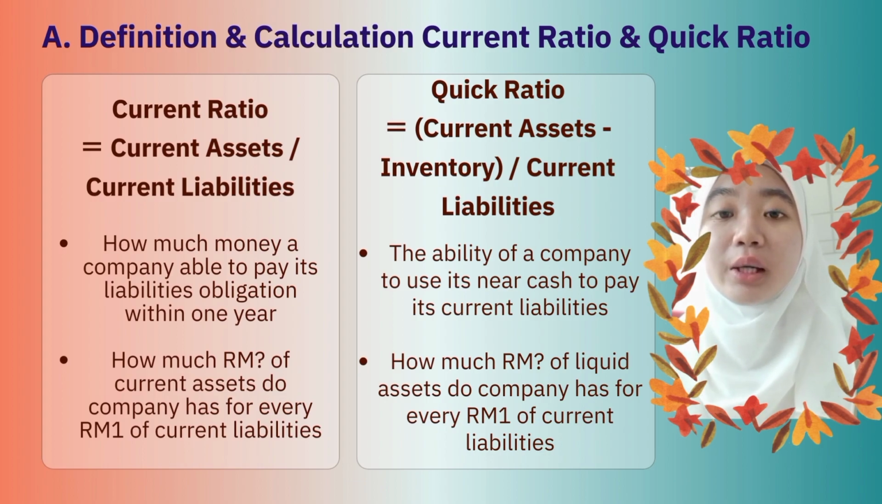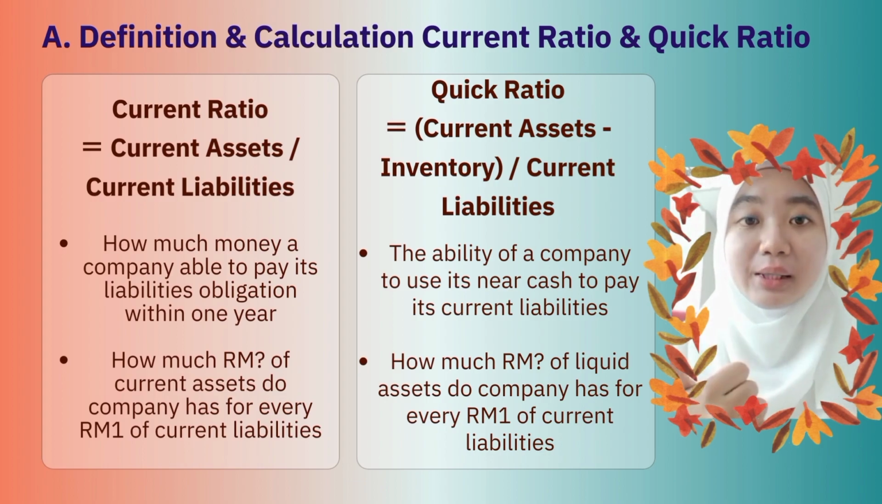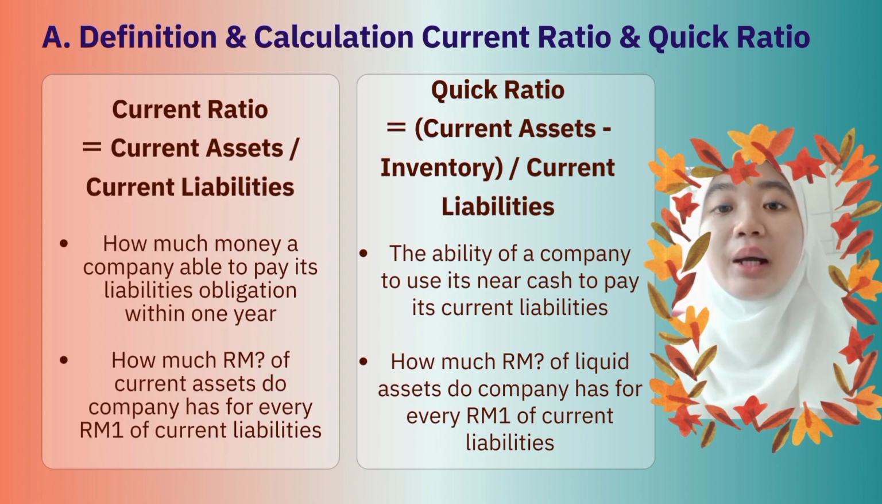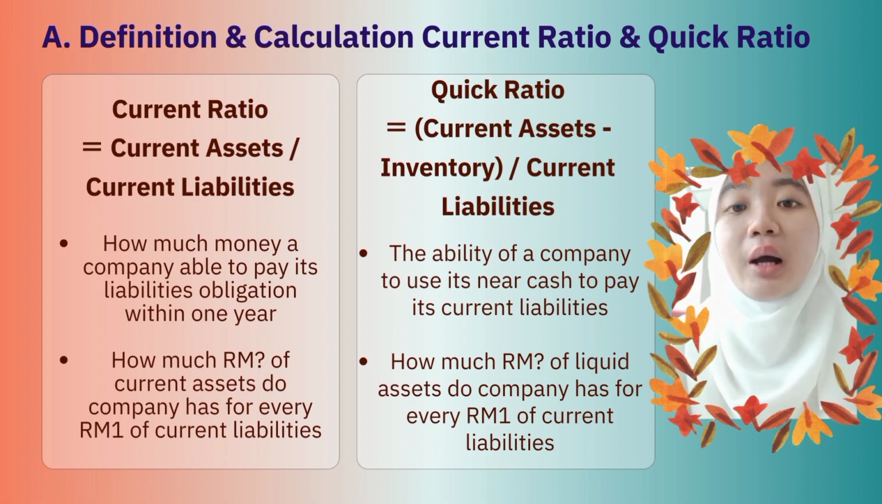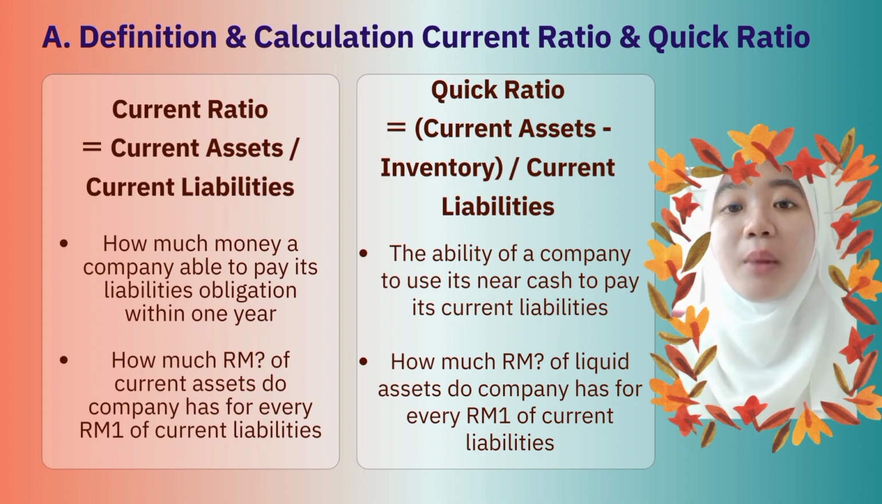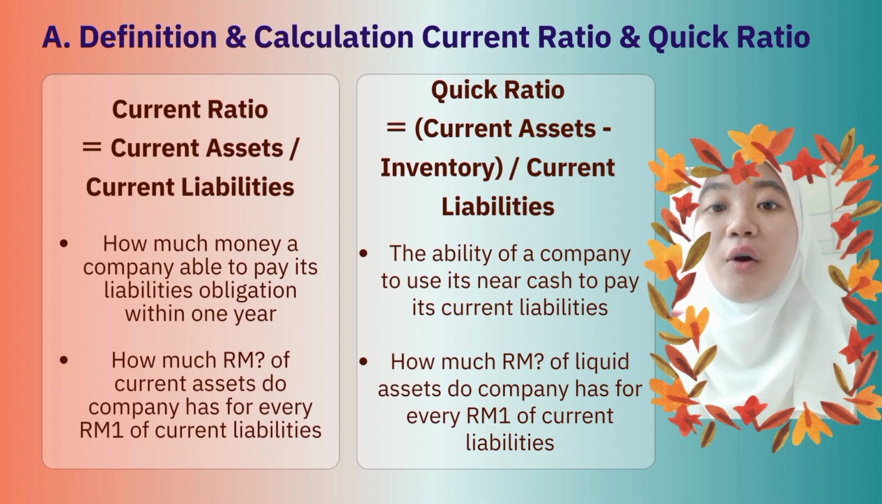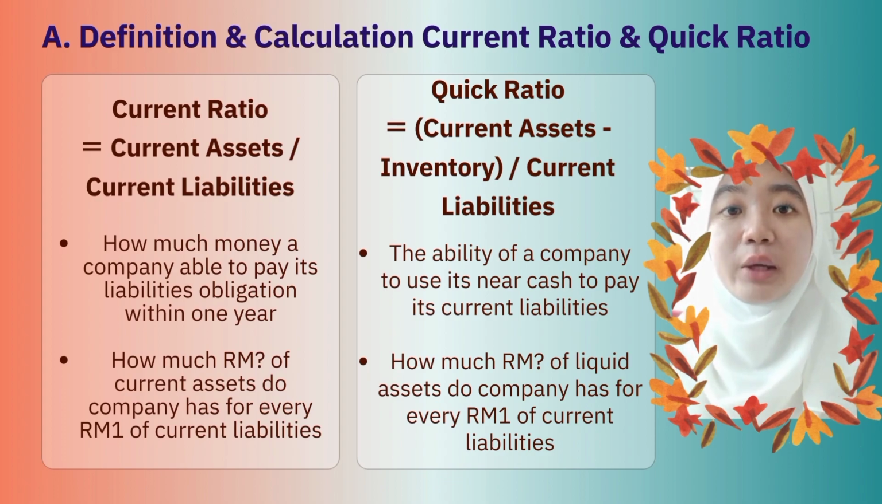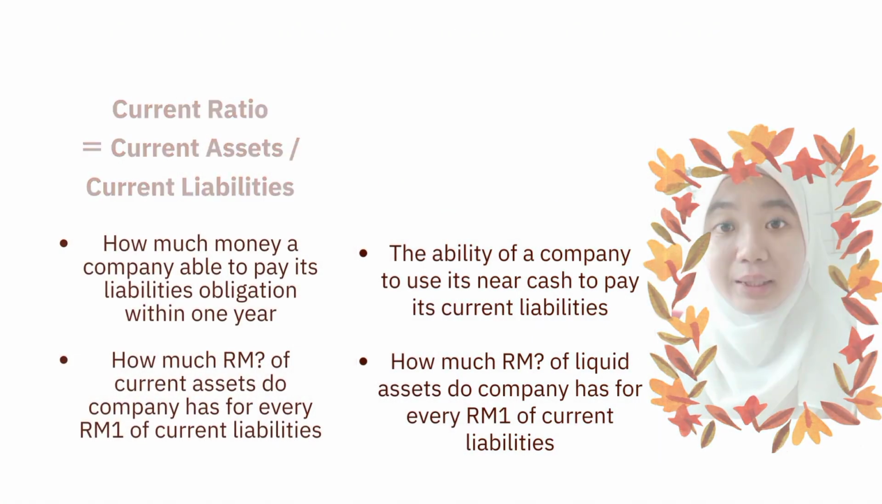This is because the formula is almost the same, where it uses the current assets and also the current liabilities. But the current assets need to be minus the inventory first before dividing by the current liabilities. This is to find the amount of liquid assets, since inventory cannot easily be converted to cash. So from this, we can measure the ability of a company to use its near cash to pay its liabilities, that is, how many ringgit a company can pay using its liquid assets for every 1 ringgit of its current liabilities.